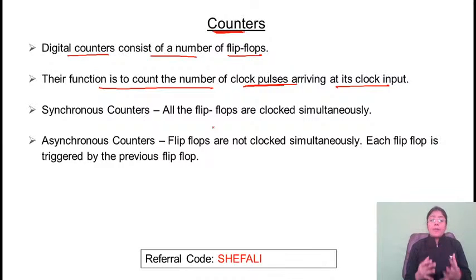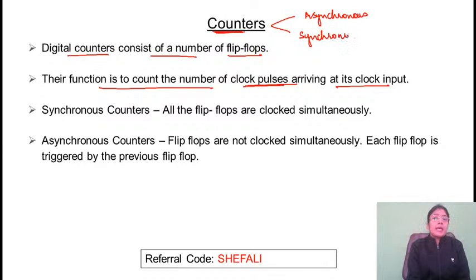Now, if we talk about the types of counters, basically on the basis of the clock pulse, counters are categorized into 2 categories. One is known as asynchronous counters and other one is known as synchronous counters. Now, what do you understand by the term synchronous? Synchronous means that which are synchronized. This means that all the flip-flops are clocked simultaneously.